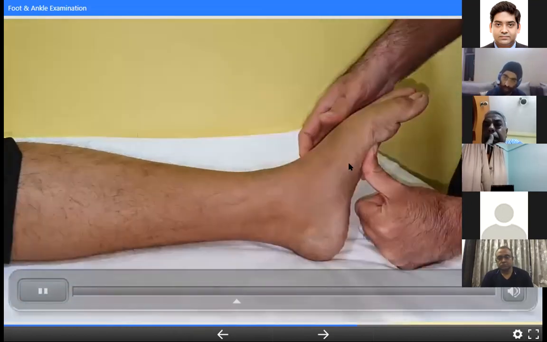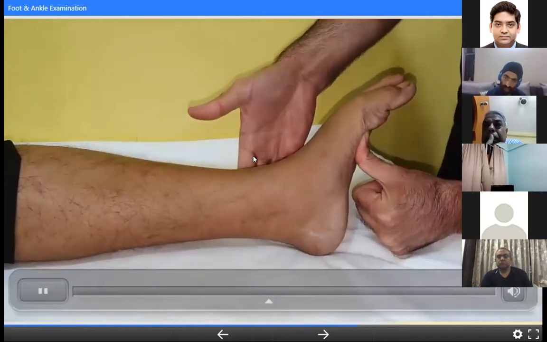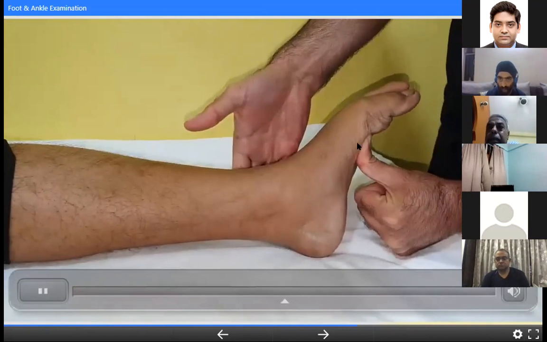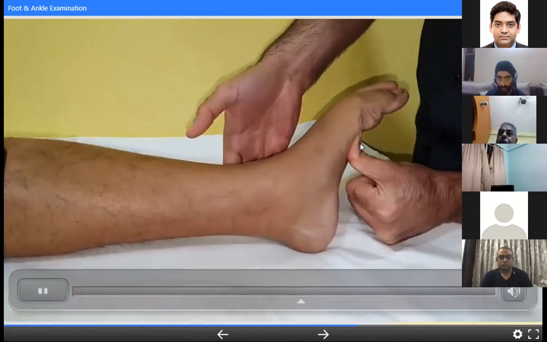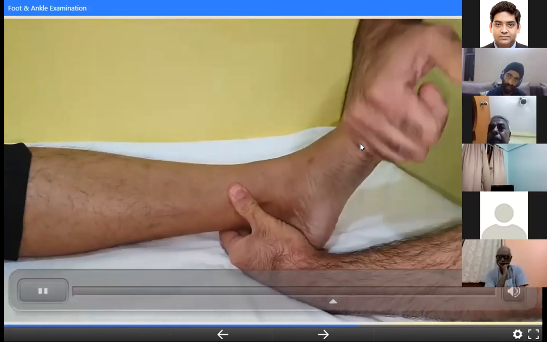Okay, so that's the function of the peroneus longus. So this is what we're testing, the peroneus longus. While we're checking for contraction with the other hand, we're asking the patient to push down the first metatarsal over the thumb, so it's basically resistance. See how much power there is in the peroneus longus.